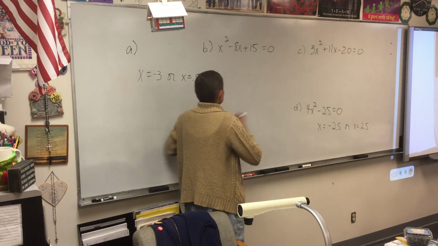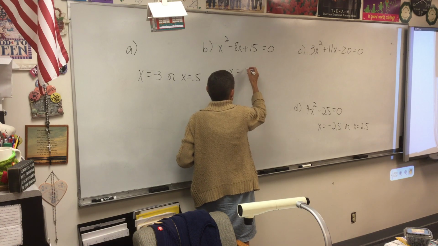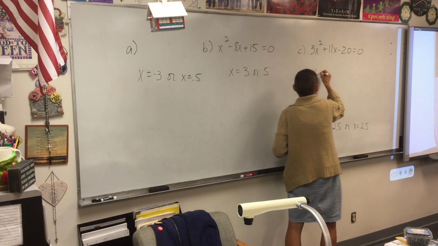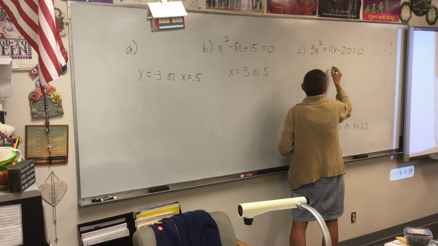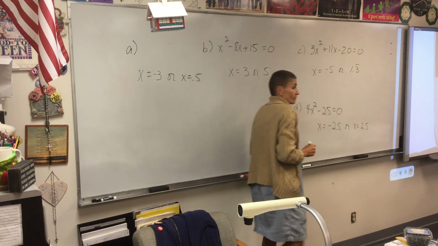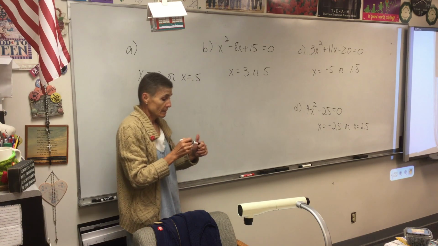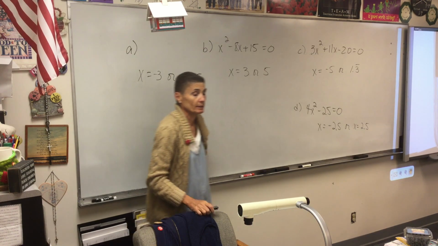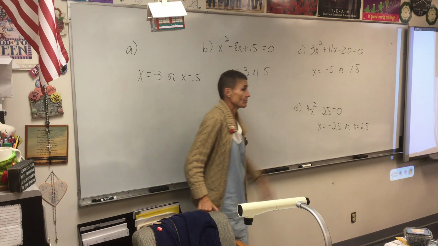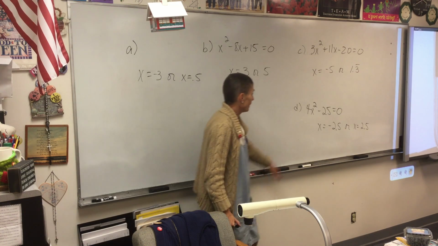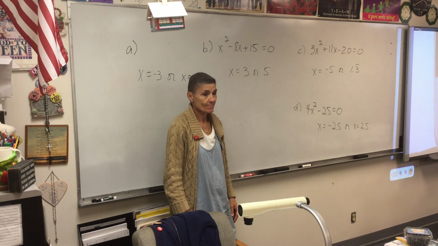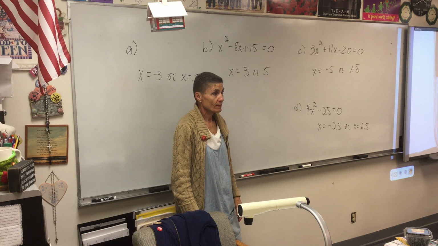What answers did you get for this one? Three or five. Perfect. What answer did you get for this one? Negative five and 1.3 repeating. So write those down and play with them on your own time when you have a calculator, those of you that don't have one. I've done this one. I had it on the board, but now I don't because I changed it. But these are the answers to that one. Everybody okay with that?